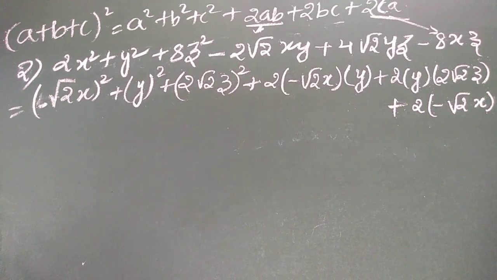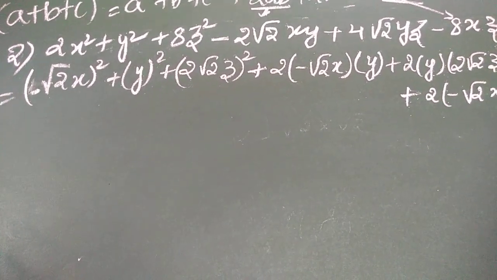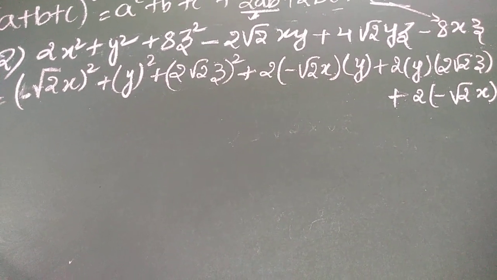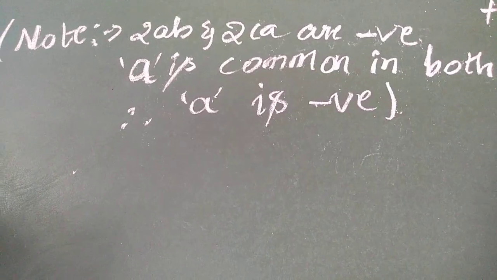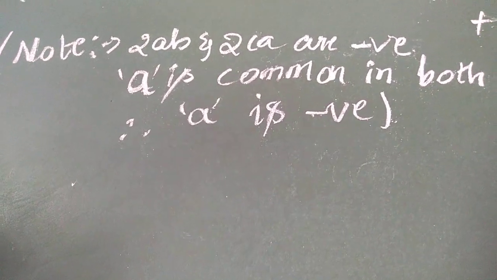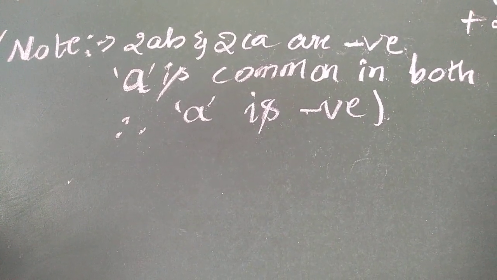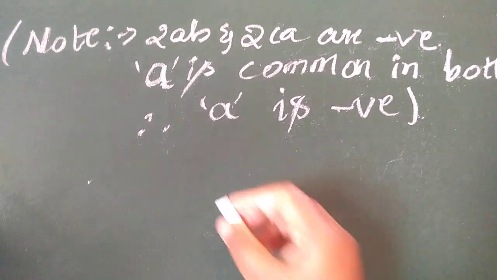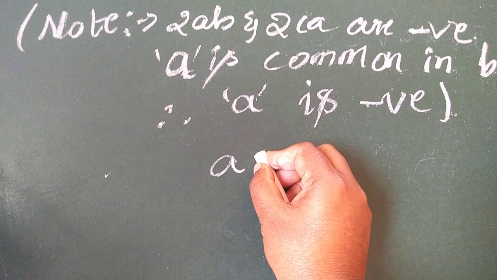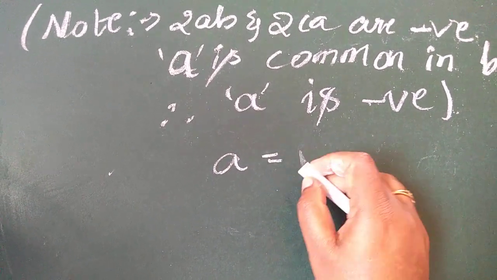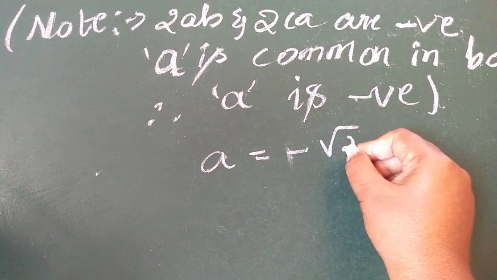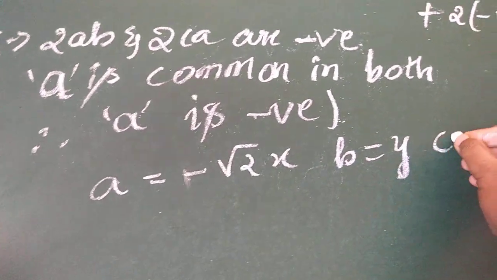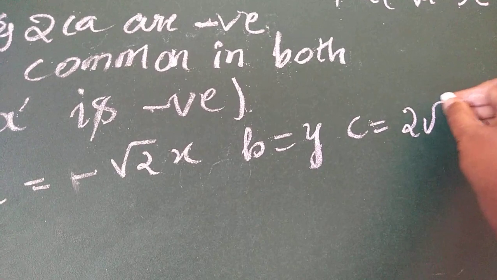Yes, you are right. Now we have to write it in whole square form and then write it 2 times as the previous sum. So my next step is I should write a note. 2ab and 2ca are negative. A is common in both. Hence a is negative. Now I will write what is a. A is equal to minus root 2 x, b is equal to y and c equal to 2 root 2 z.